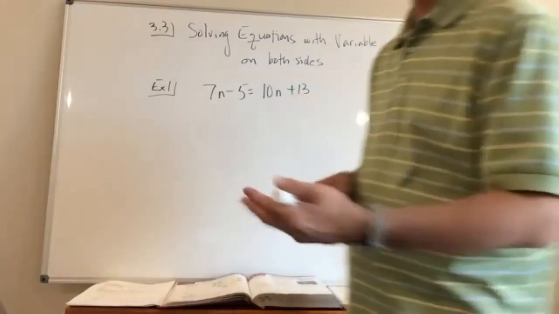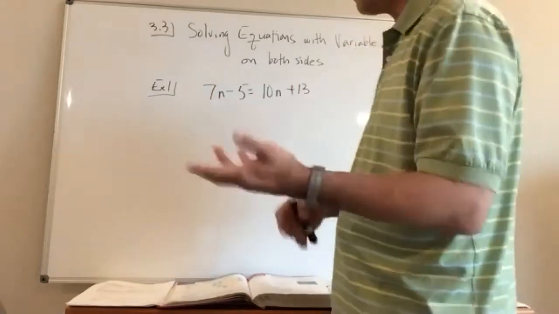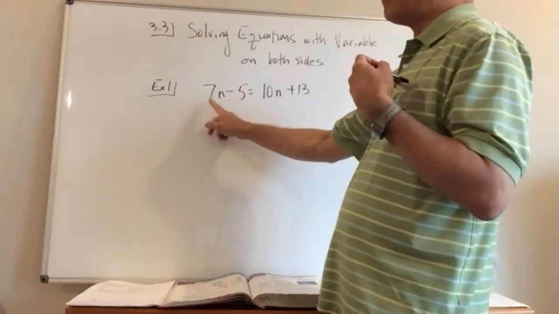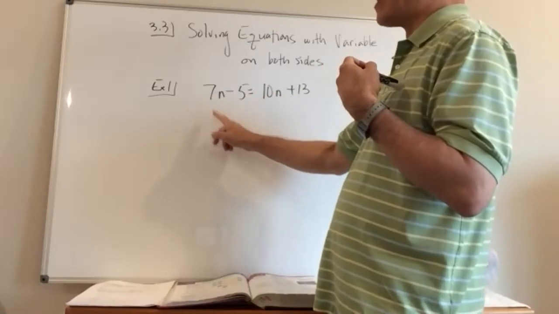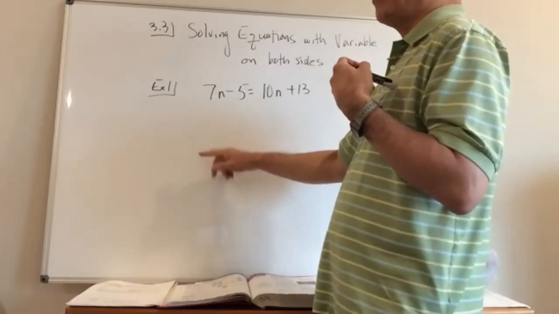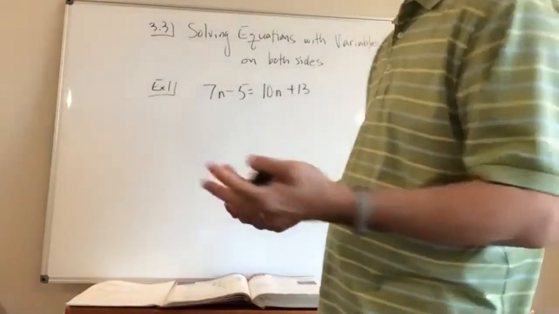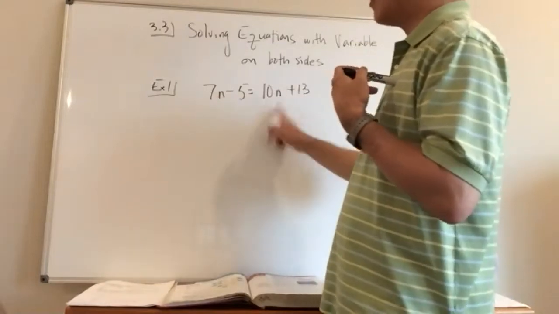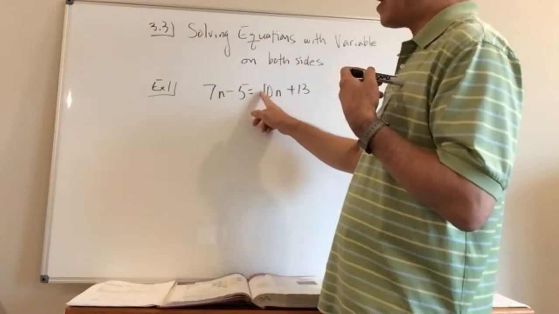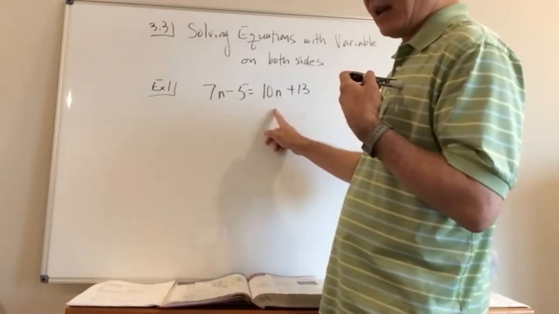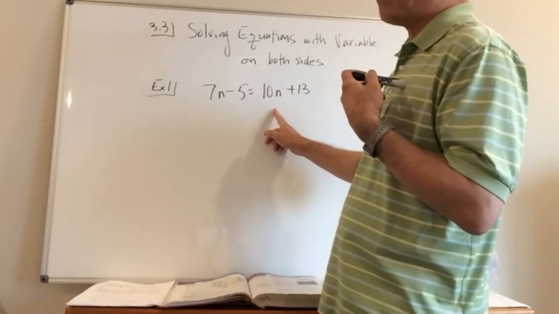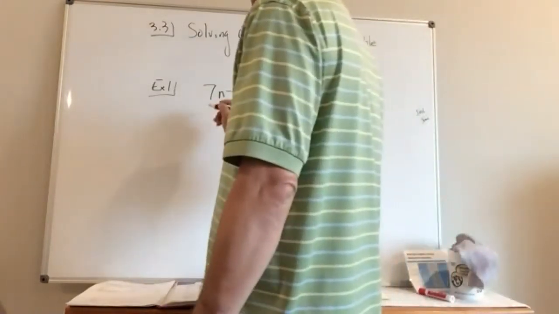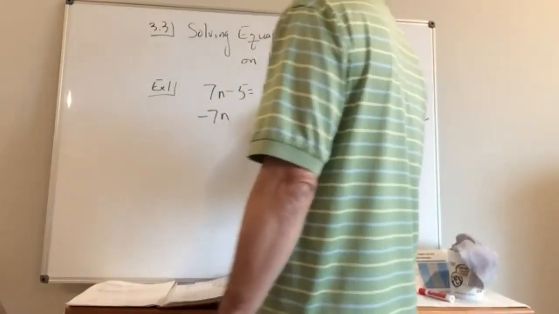The preferred method here is to subtract the smaller one, because if I subtract the 10n here, what do I get? I have 7n and subtract 10n, then I'll end up with negative 3n. So I end up with a negative number, right? Whereas if I subtract 7n from both sides, I have 10n subtract 7n, which means that I'll end up with positive 3n. And I would rather deal with a positive number, right? So let's go ahead and subtract 7n from both sides.